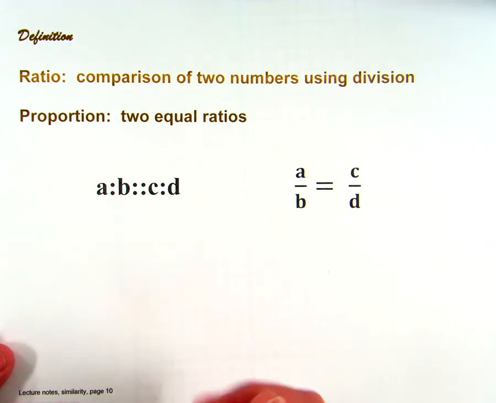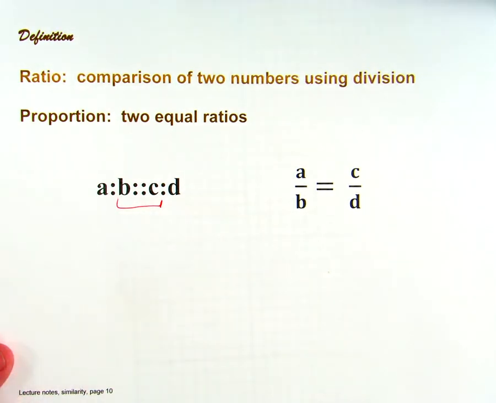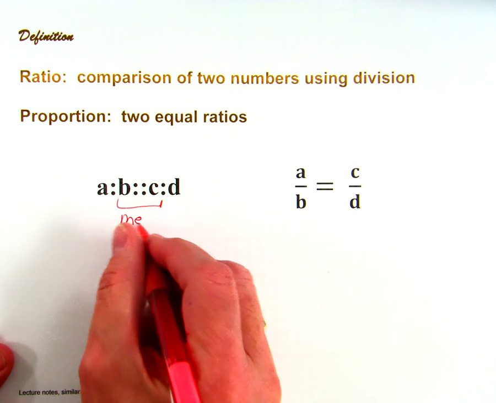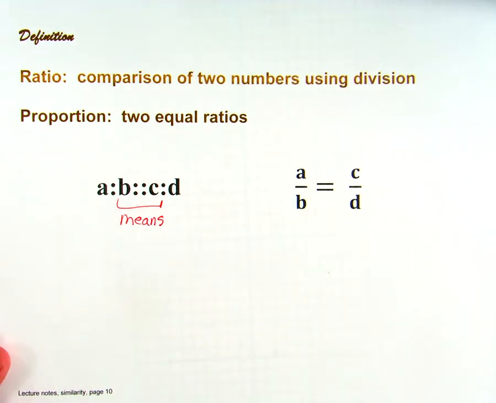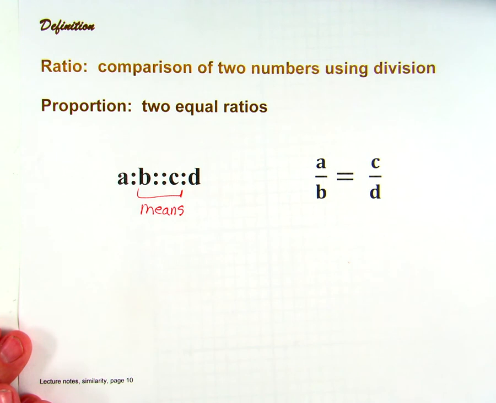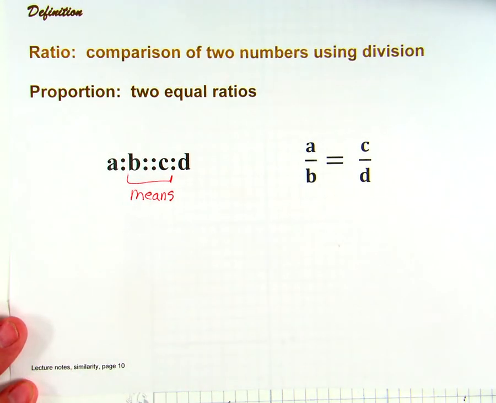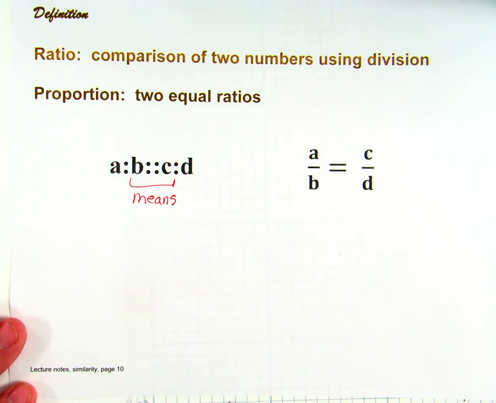The parts of the proportion have names that we use to refer to them. The two numbers on the inside in the middle are called the means. Now you're accustomed to mean meaning the average, the arithmetic mean. We also have the meaning here. There are many meanings of the word mean. Generally, it refers to something kind of in the middle. So here in the middle are the two numbers in the middle.